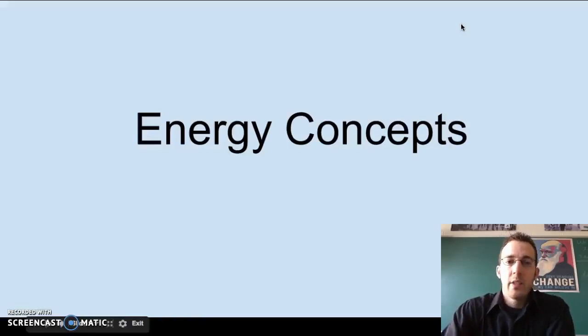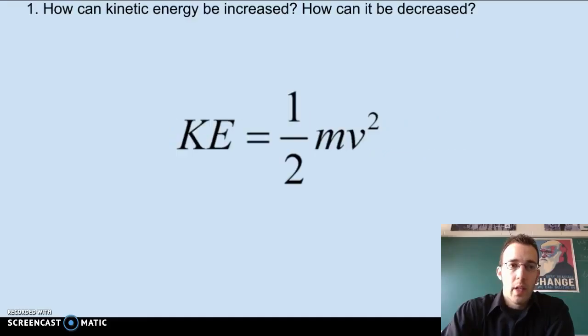All right, we're taking a look at the energy concepts questions for the energy section of our unit. So the first question was, how can kinetic energy be increased and how can it be decreased? Well, first we take a look at our kinetic energy equation. So kinetic energy equals 1/2 mv squared.